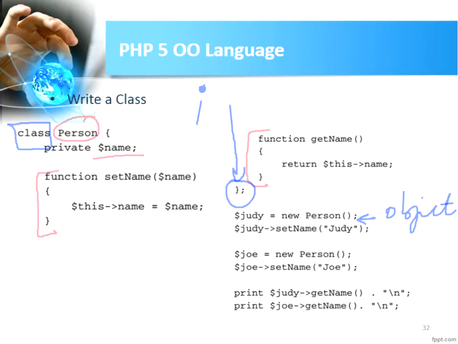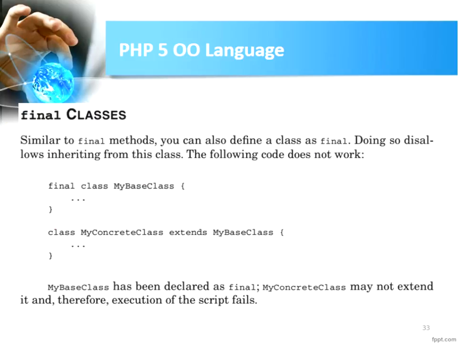After that, I can create a new person. So here I create an object Judy, and after that I can use the function setName this way. So setName can be used here. Also I can use getName. So getName is used here, etc.